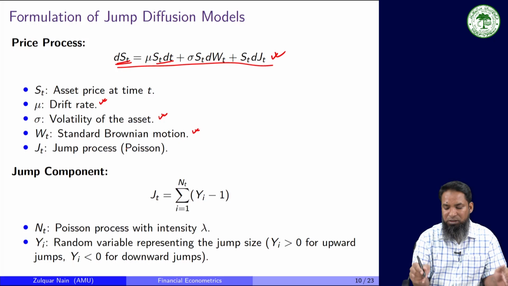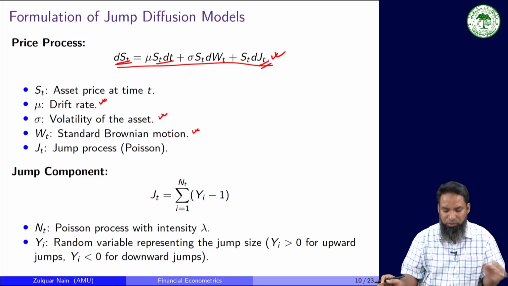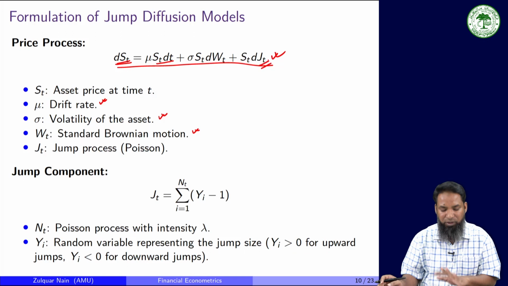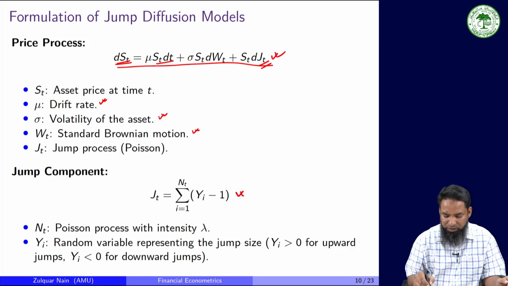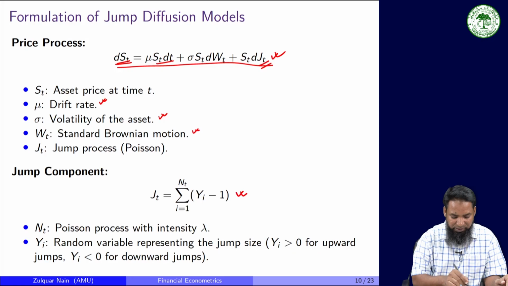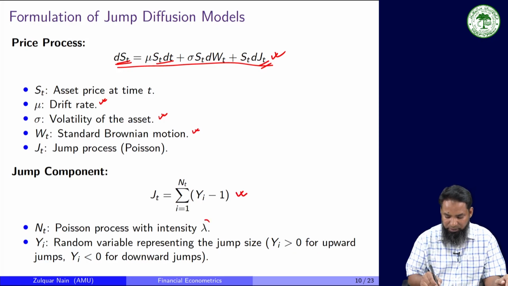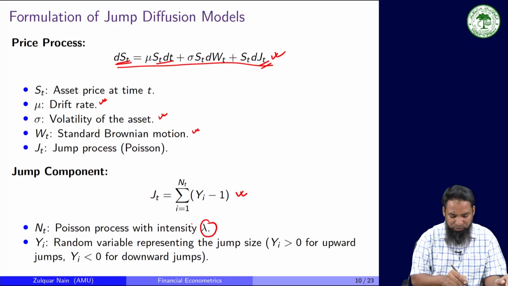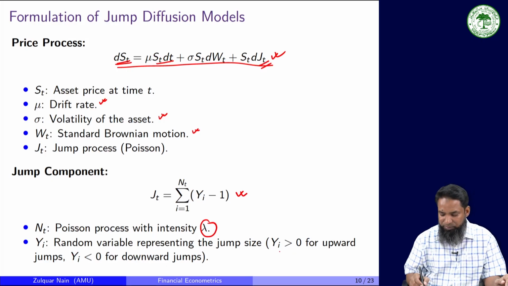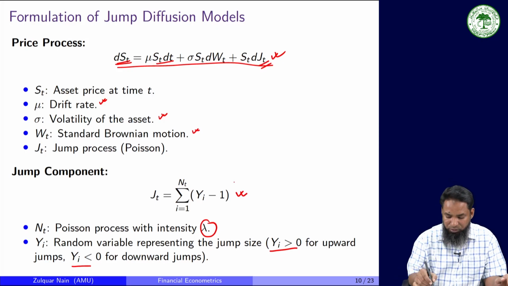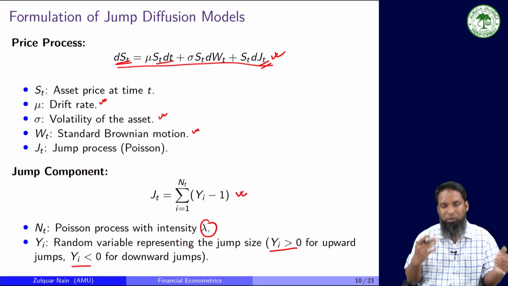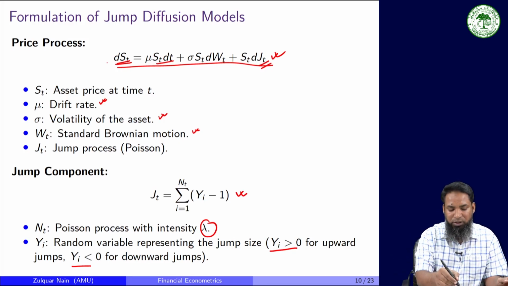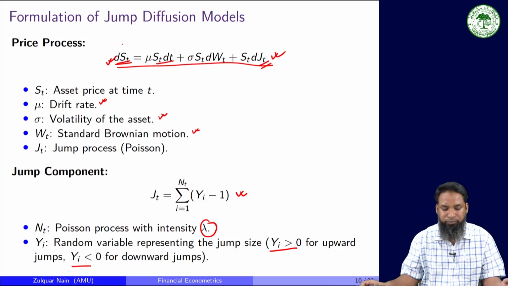Now here our concern is primarily the jump component. If you look at the jump component, what is the structure we have? The jump component could be given by this, where N_t is the Poisson process with intensity lambda, and Y_i is the random variable representing the jump size, with Y_i greater than 0 for upward jumps and Y_i less than 0 for downward jumps. Through this we are able to capture the phenomena of upward or downward jumps in this equation.